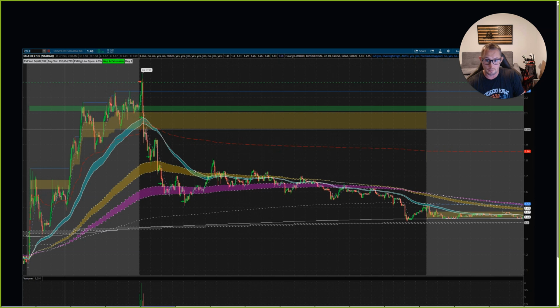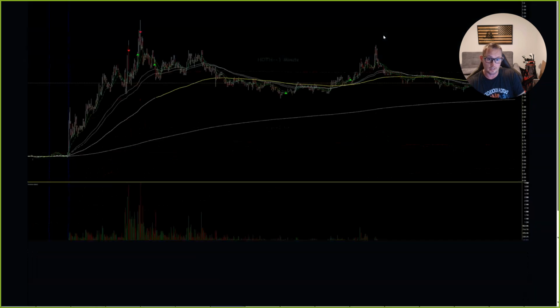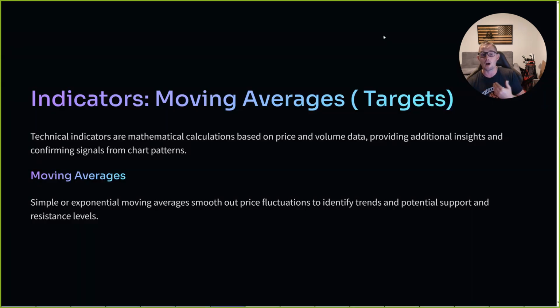And when they start coming down and start crossing, that shows me that this thing is dying. It doesn't have a lot of strength, and then it gives me confidence to stay in it. That's how I use moving averages.